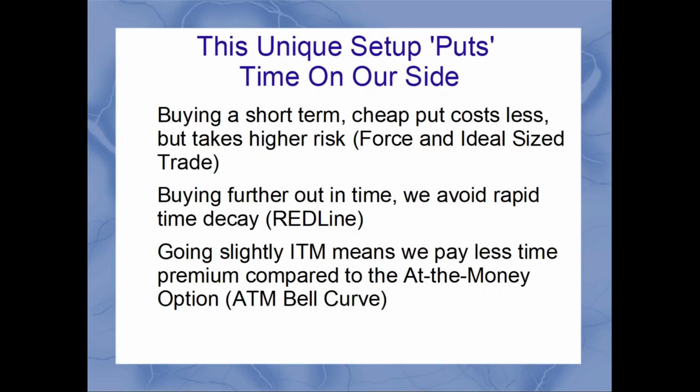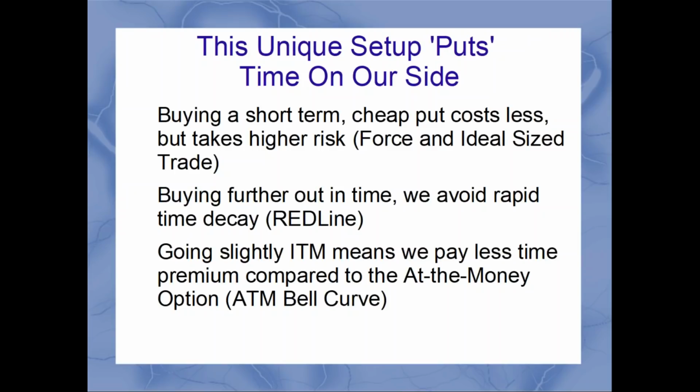Going slightly in the money means we take that ATM bell curve on our side. We pay less time value into the position than buying at the money. So the at the money bell curve, the red line, and forcing an ideal size trade with a proper structure are the 3 core components of radioactive trading. And if you think about it, they're the 3 core components of any options trade.